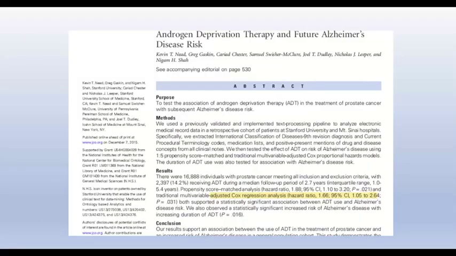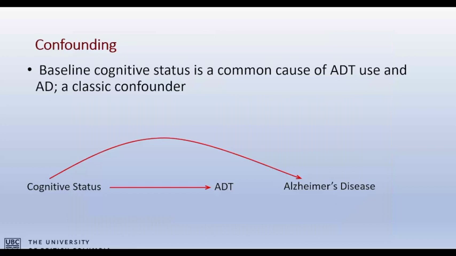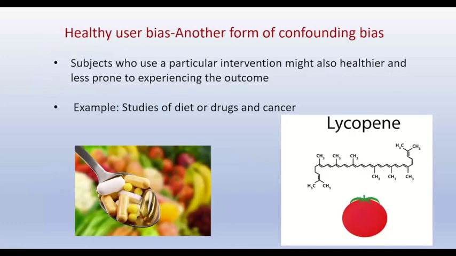Here's another example of a study where they looked at androgen deprivation. These are drugs, hormones used for prostate cancer. And in this study, men who had used these drugs were shown to have a higher risk of Alzheimer's disease. And this study actually had not controlled for cognitive status, which again is a common cause, or a confounder, between ADT use and Alzheimer's disease, because cognitive status can affect ADT prescribing. And we know it's a definite risk factor for Alzheimer's disease as well. So lack of adjustment or conditioning by this confounding variable can produce potentially biased results. So confounding actually can present itself in different shapes and forms.